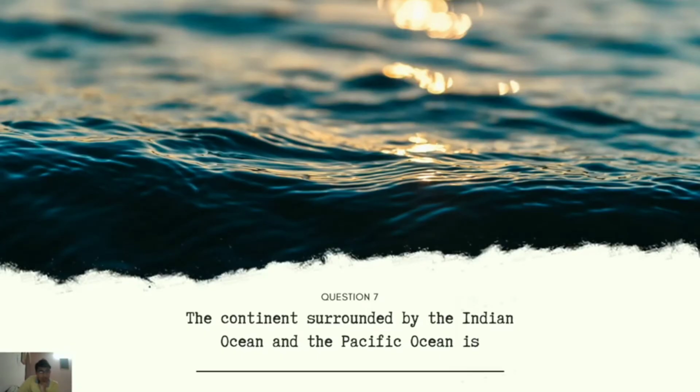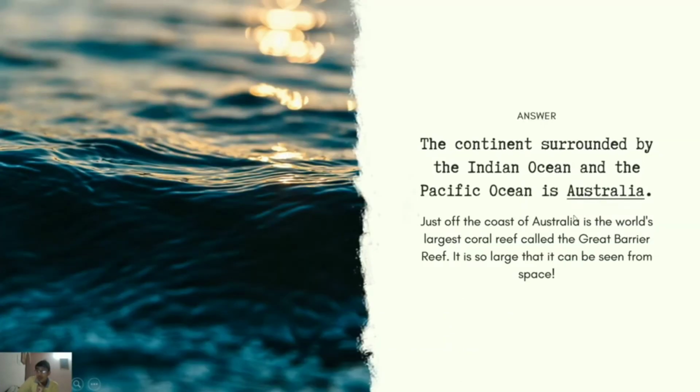Now, seventh question. The continent surrounded by the Indian Ocean and the Pacific Ocean is? Which is the continent that lies between the Indian Ocean and the Pacific Ocean? The answer to this question is Australia. It is between Indian and Pacific Ocean.